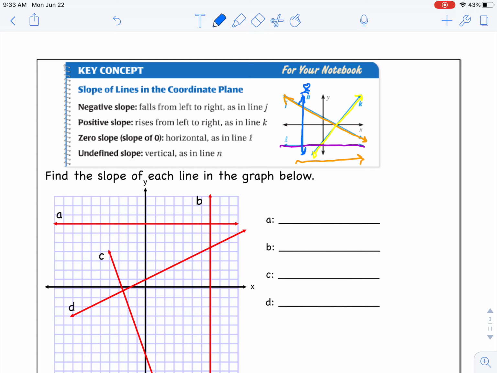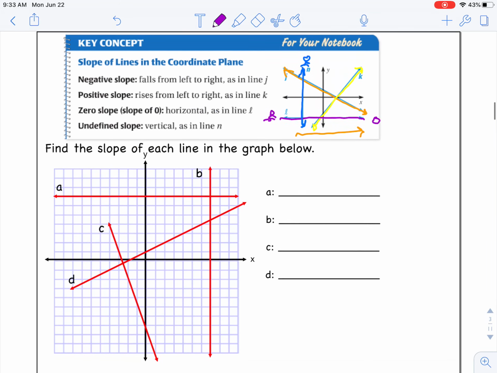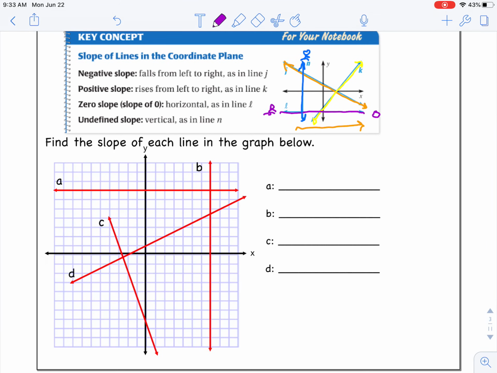Now, how I like to remember the difference between horizontal and vertical lines, zero and undefined, is if you are going to ski or bike down this hill, that slope is way too steep to define. Versus if you are on this line right here and you're trying to go down, you get zero slope because you're not going anywhere. So if we look at these lines right here, can you determine which is which? Give that a try.